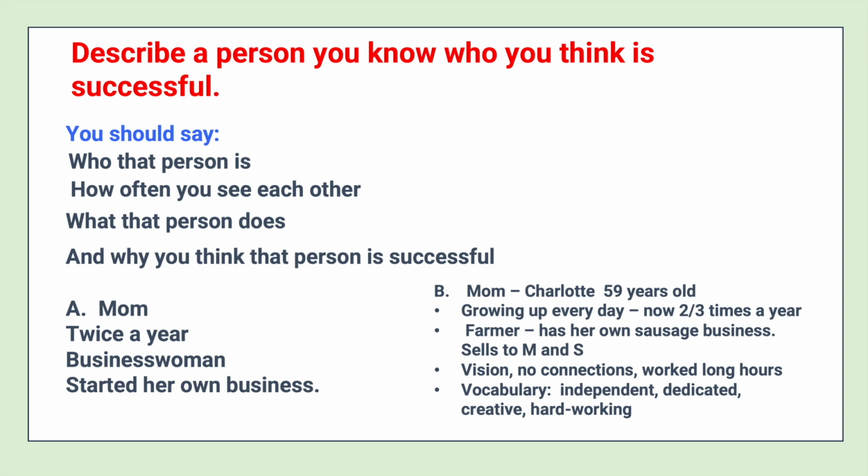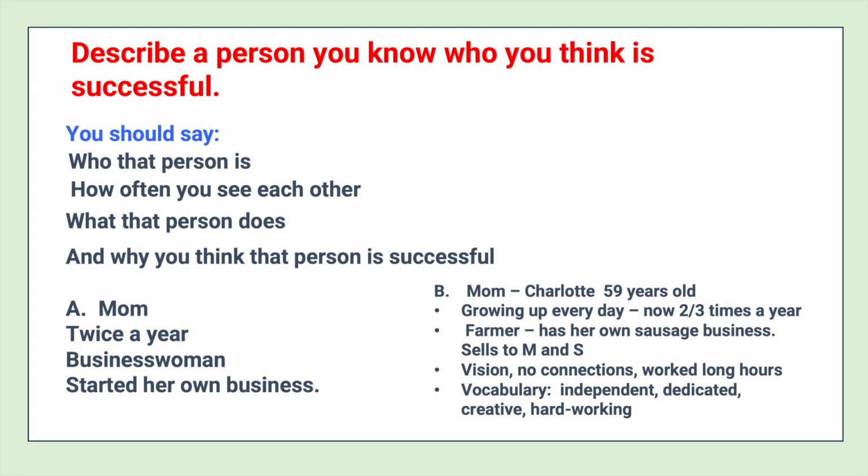Well, you could describe her business. She's a farmer and has her own sausage business. She sells to Marks and Spencer's. She's been doing it for the past 5 years. The name of the company is Charlotte's Super Sausages. Why is she successful? She has a vision that she is committed to. She has no connections, so she's had to do everything herself and works long hours.